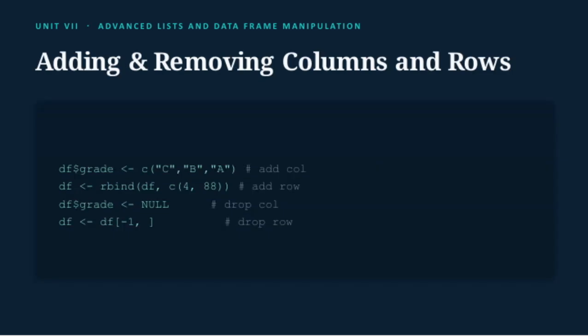Now, let's look at how we add and remove columns and rows in a data frame. First, we add a new column called grade with some letter values. Then, we add a new row with specific data. After that, we remove the grade column entirely. Finally, we drop the first row from the data frame. These operations are fundamental when we want to reshape or clean our data before analysis. Mastering these steps gives us more control over our datasets.